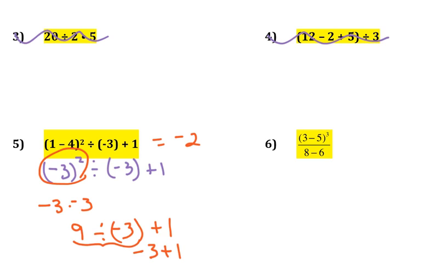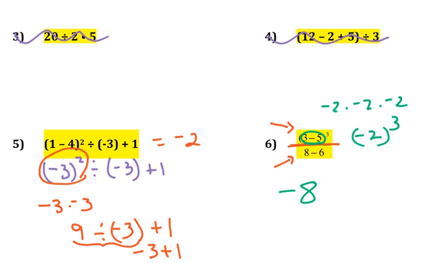Okay, number 6. Again, the grouping with the parentheses, so I'm going to worry about what's on top and then what's on bottom, and then I'll put them together. So I'm going to do this very slowly, one piece at a time. So 3 minus 5 is negative 2 to the third power, and that's negative 2 times negative 2 times negative 2. So a negative times negative is positive, times a negative is negative, so negative 8 is my numerator. Now for the denominator, 8 minus 6, that's 2. So negative 8 divided by 2 is negative 4.